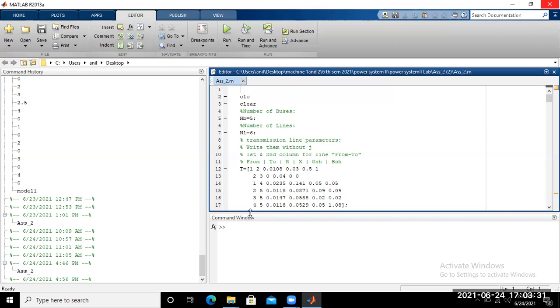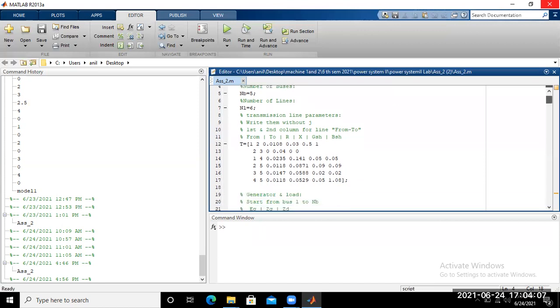Next is the transmission line from bus number 4 to 5. Bus 4 to 5 has resistance value 0.0118, reactance value 0.0529 and 0.05. Next, conductance value is 0, susceptance is 0.08. So we just considered a system which has 5 buses and 6 lines or branches.